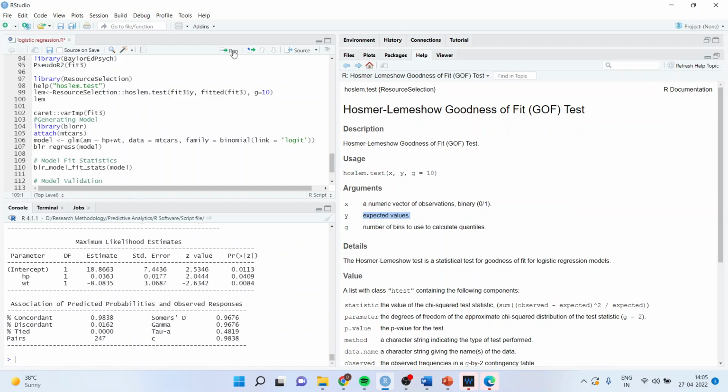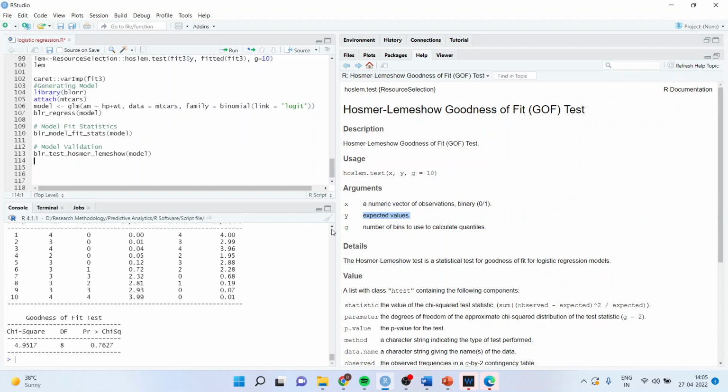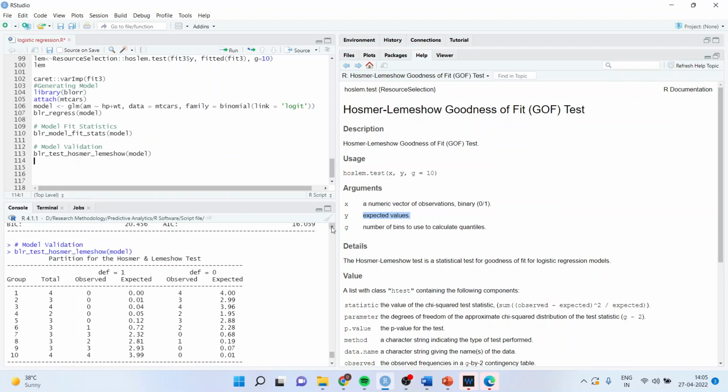I can also get the model statistics from here. Fit statistics, where McFadden's R-square, adjusted count R-square and everything, log likelihood, I will get here. I can also get the model validation from here. There is a goodness of fit, that is a chi-square, and all these things I will get from here.